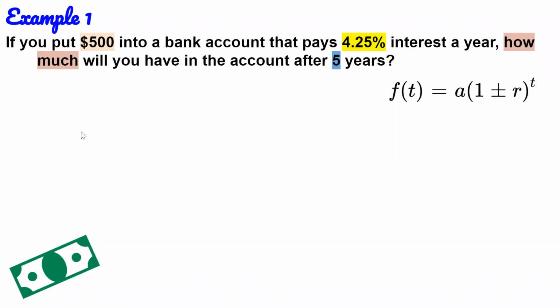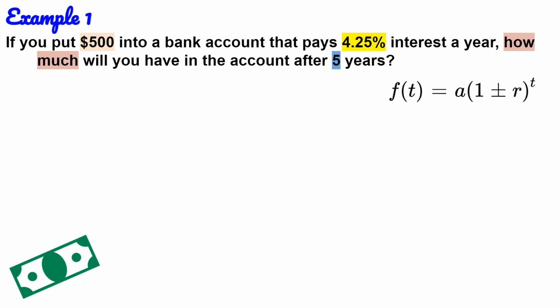Beautiful. Okay, so I put my equation here, my modeling equation. Now, what do you think is going to happen? Are we going to have exponential growth or decay in this case? Growth. How do we know? We have an interest rate that pays 4.25% per year. So your money is going to grow as you put it in your bank account.